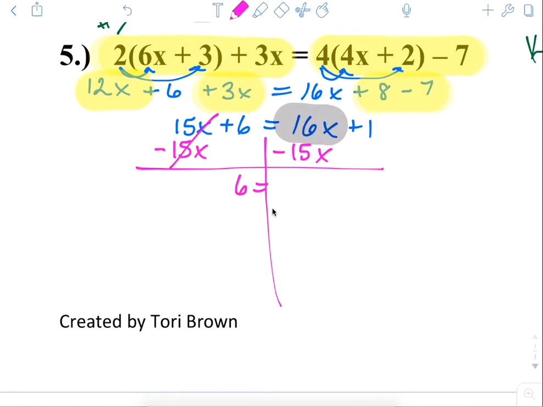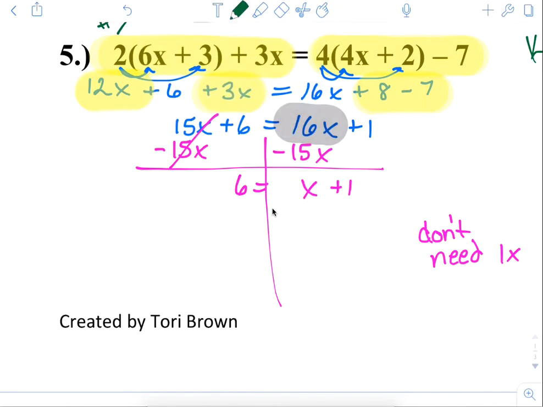6 equals, what's 16 minus 15? Well, 1x. Do I need the 1? Nope. So if I take that out, then I just have x plus 1, right? Let me go ahead and move this out of the way, actually. Okay, so that means I have one more step for the solving.